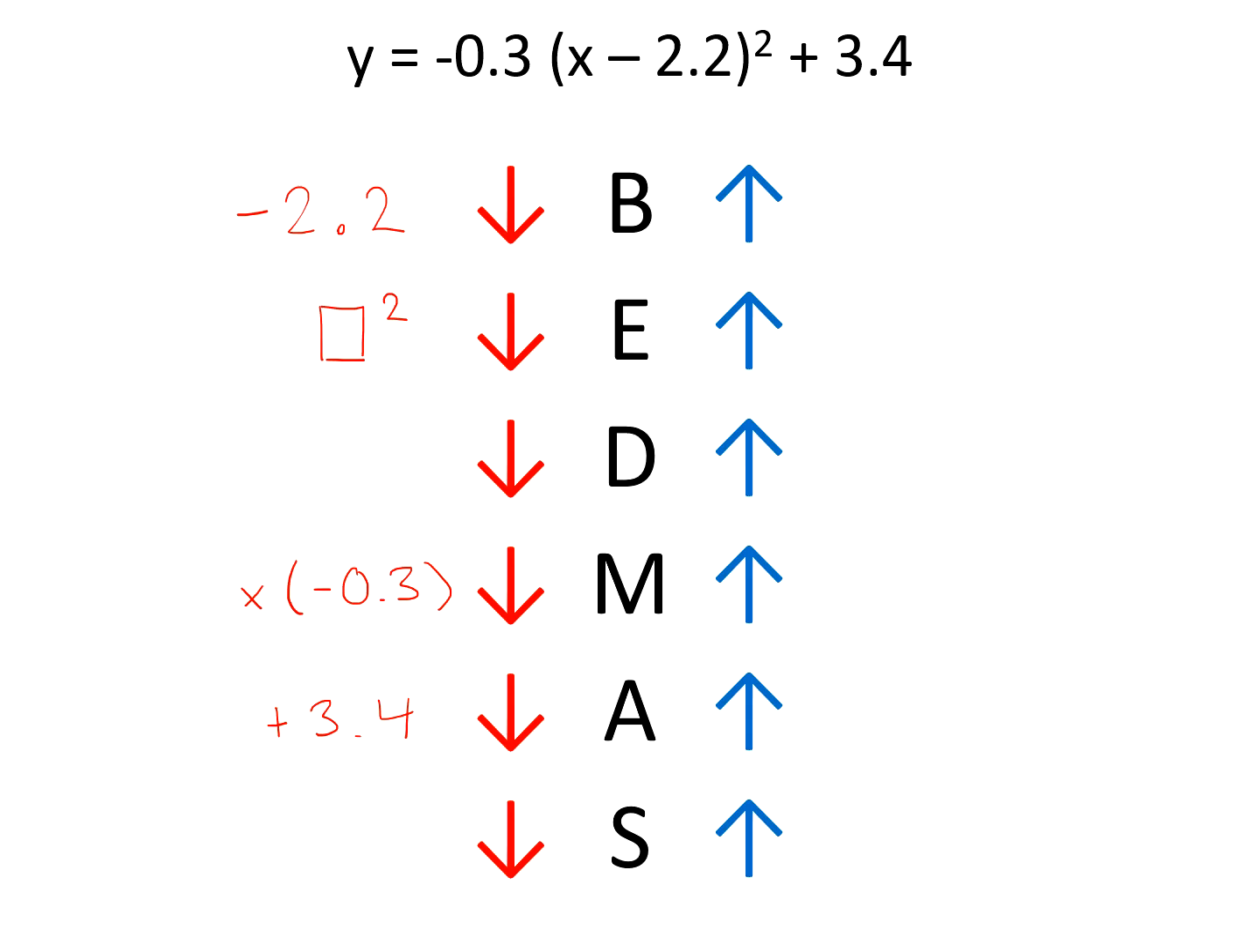However, if you wanted to solve for x, in other words, if you wanted to isolate x, you would have to do these operations the opposite way, in the opposite direction, which means you would actually subtract 3.4 first, since that is the opposite of plus 3.4. You would then divide by negative 0.3, since that is the opposite of multiply by negative 0.3. You would square root, since square root is the opposite of squaring something, and then you would add 2.2, since that is the opposite of subtracting 2.2.